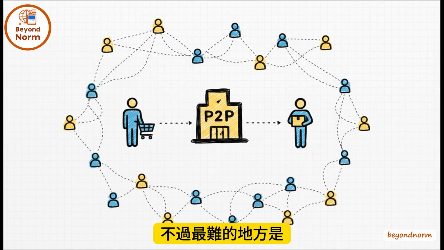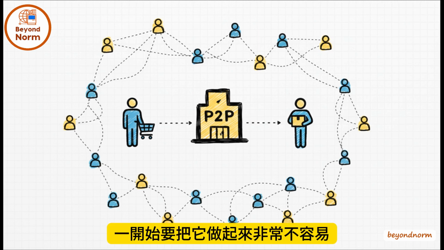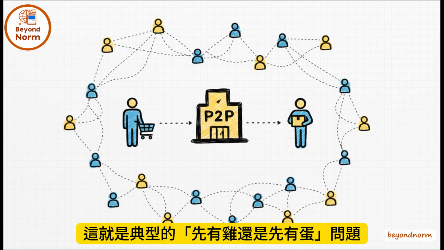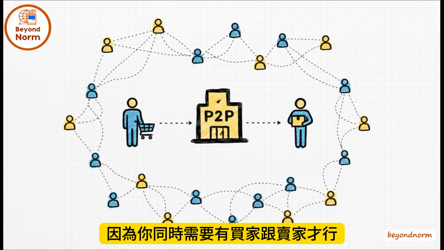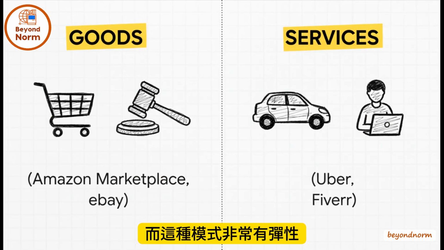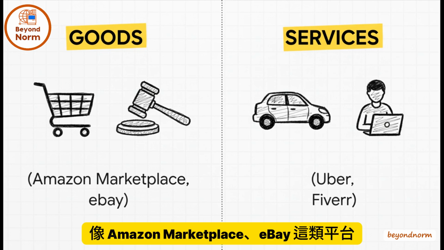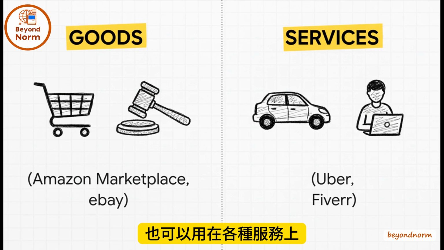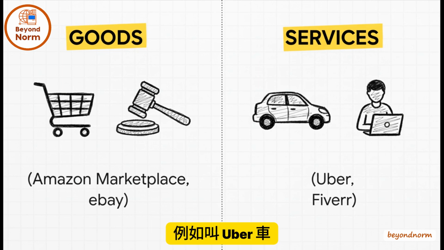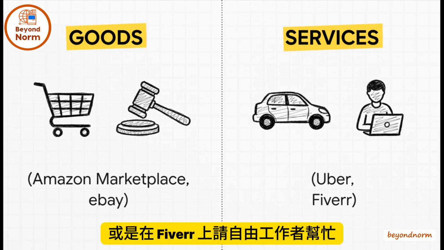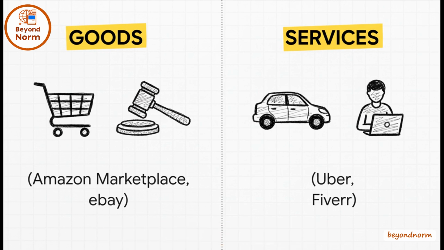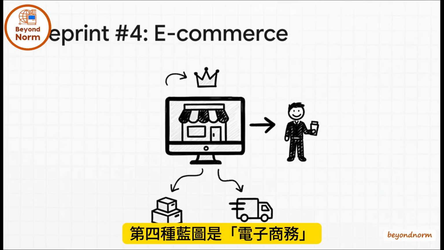The really hard part, though, is just getting it started. It's a classic chicken and egg problem. You need buyers and sellers at the exact same time. And this model is so flexible. It works for physical stuff like on Amazon Marketplace and eBay, but it also works for services like getting a ride from Uber or hiring a freelancer on Fiverr. Blueprint number 4 is e-commerce.